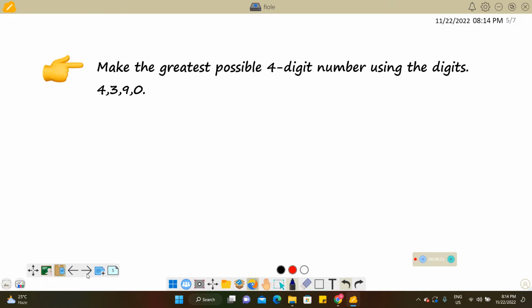So let's take a different example. Here they asked us to make the greatest possible 4-digit number using these digits. So how to make a number using these digits? And they told us to make the greatest number. So let's name the places. A 4-digit number is always about thousands place, hundreds place, tens place, and ones place. So let's write numbers. So to make the greatest number, what do you think?